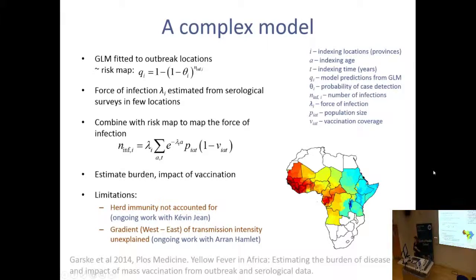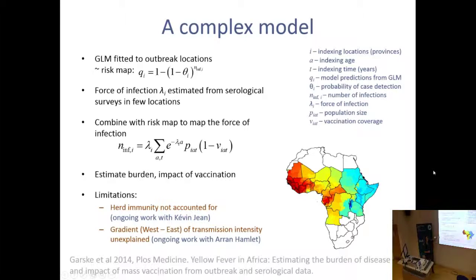But in order to assess the burden from this, we need to somehow tie down the level of transmission intensity associated with each risk category. So for the locations where we have serological data, we fitted a force of infection. And then for each of these locations, primarily in Central Africa, but now more recently we've got data from East Africa as well.